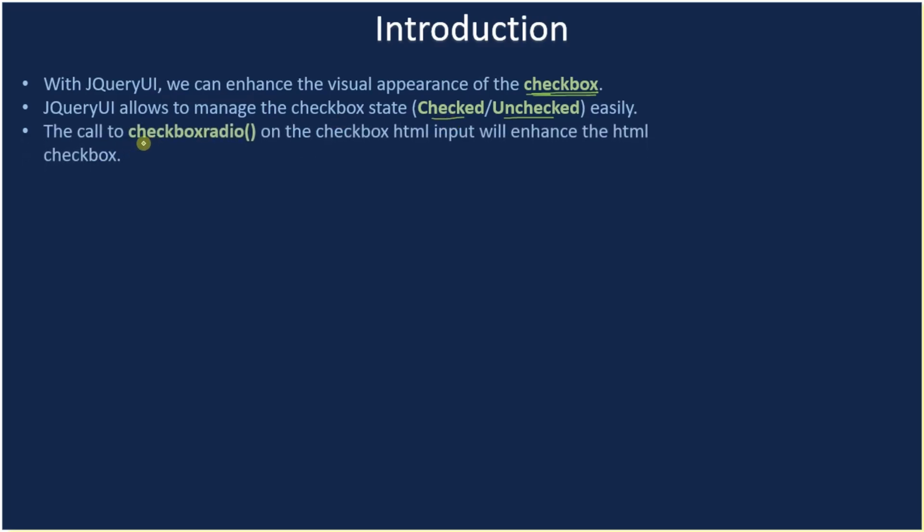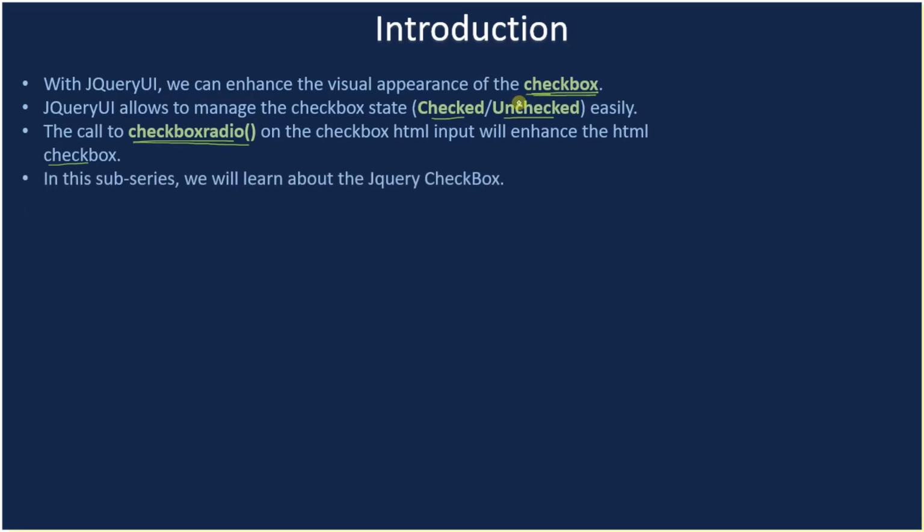The call to checkboxradio, this is the method from the jQuery UI. The call to checkboxradio on the checkbox HTML input will enhance the checkbox. So this is the one that will transform this checkbox into a jQuery UI checkbox.